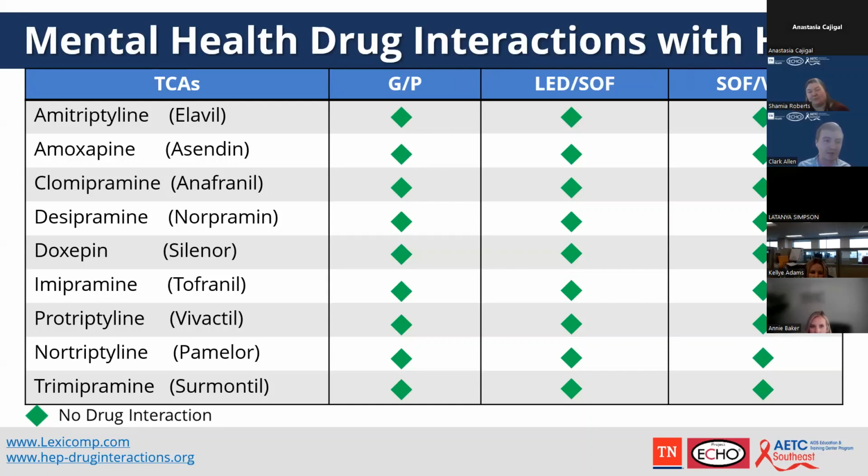Amitriptyline is the most common one. Sometimes it's not even used for depression. It can be used for sleep as well. Doxepin, imipramine, desipramine, all the ipramines there, nortriptyline, all of these medications used for depression do not have any interactions with the hepatitis C medications. Next slide.